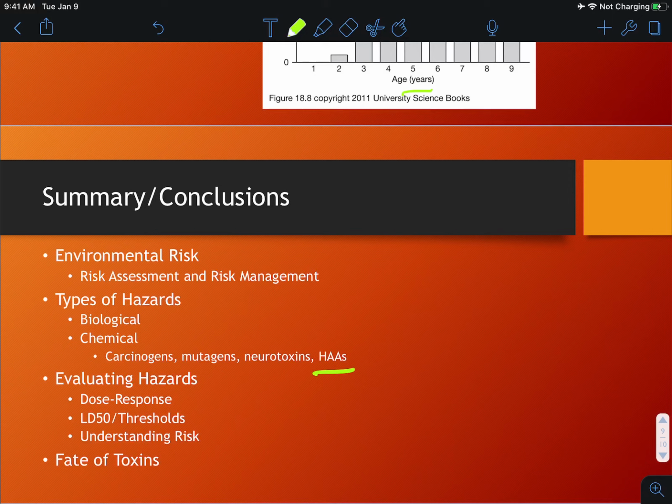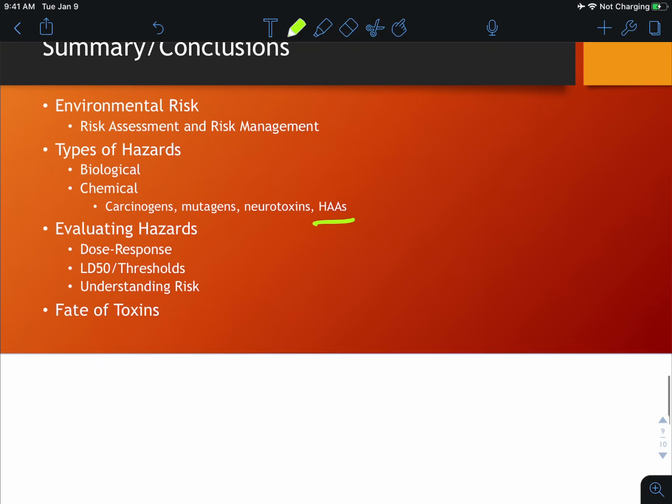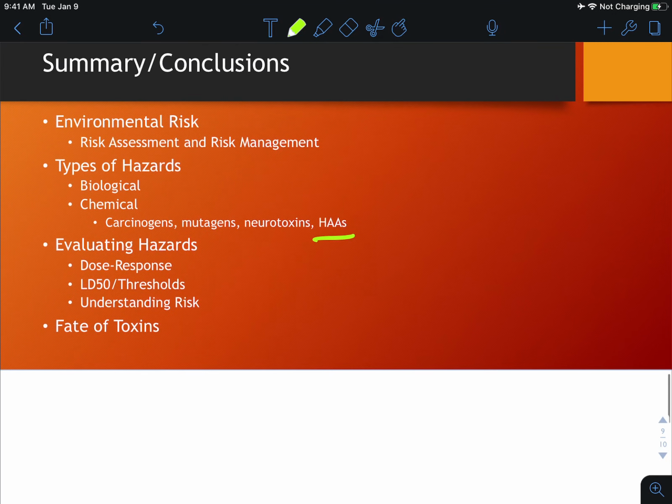So it's very important, especially for people that live a healthy lifestyle, not wanting to be exposed to these types of chemicals. But the real risks in our lives, if you're a smoker or something like that, that's a much bigger risk than something like pesticide residues on your food. And then the last section, which isn't covered much in your book, and I want you to be aware of, is fate of toxins. And I cover this in some of the slides, and that includes bioaccumulation and biomagnification. With that, that concludes the video.